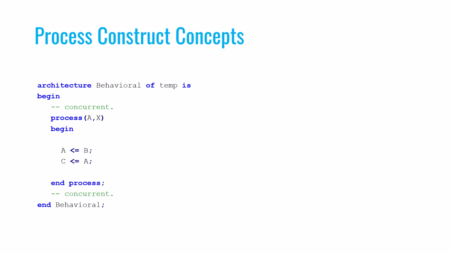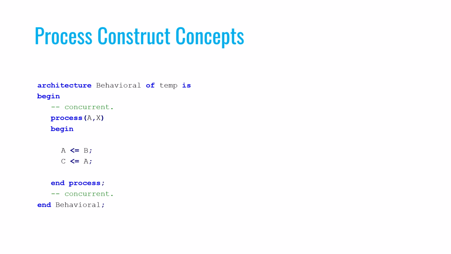In this simple code example, I've created a sequential region using a process within the concurrent section of the architecture just to illustrate some process-related concepts. A process begins with the keyword process and ends with the keyword end process. Before the process and after the end process, we are back in the concurrent region. Right after the process keyword, you'll see a list of signals enclosed in parentheses. This is called the sensitivity list.